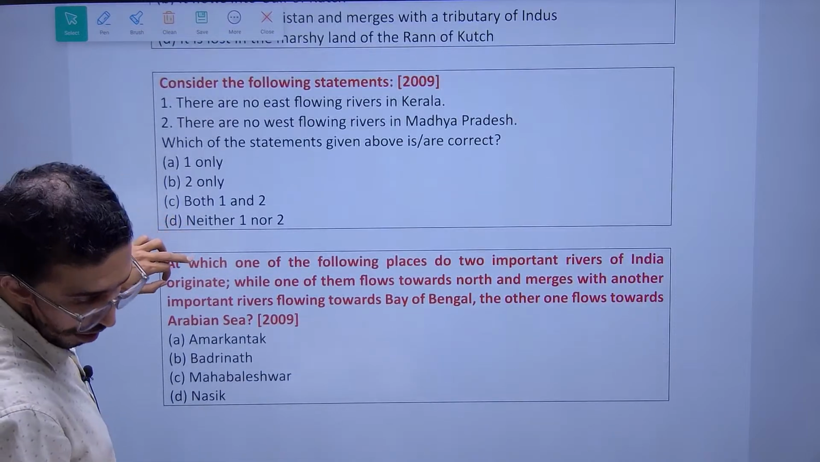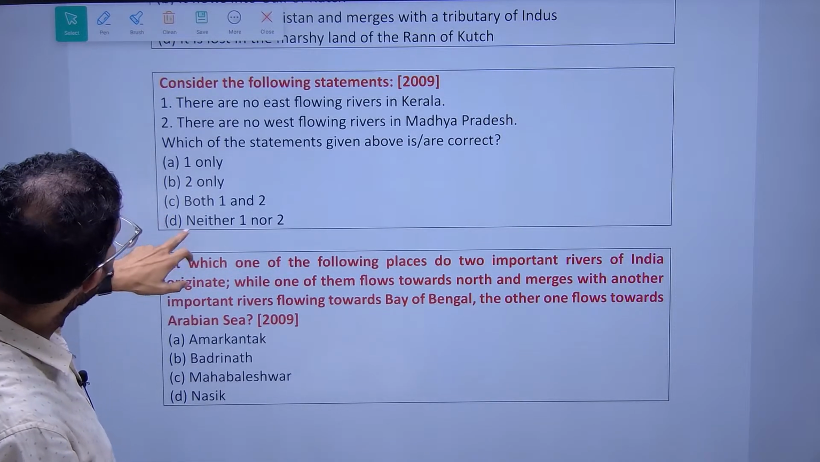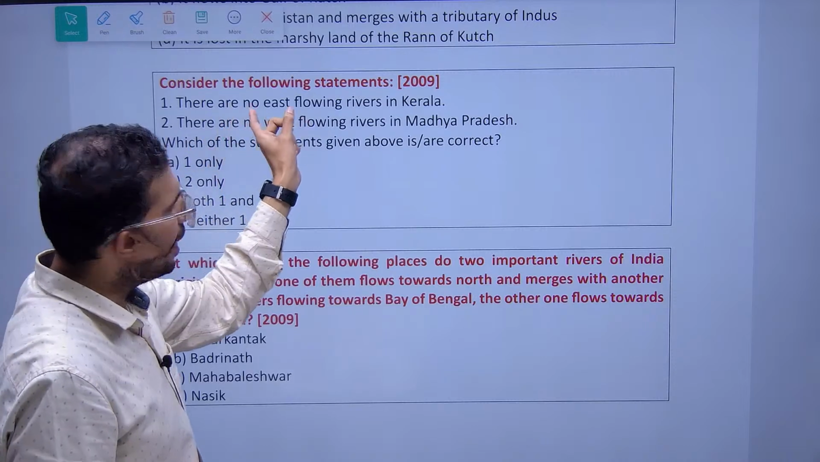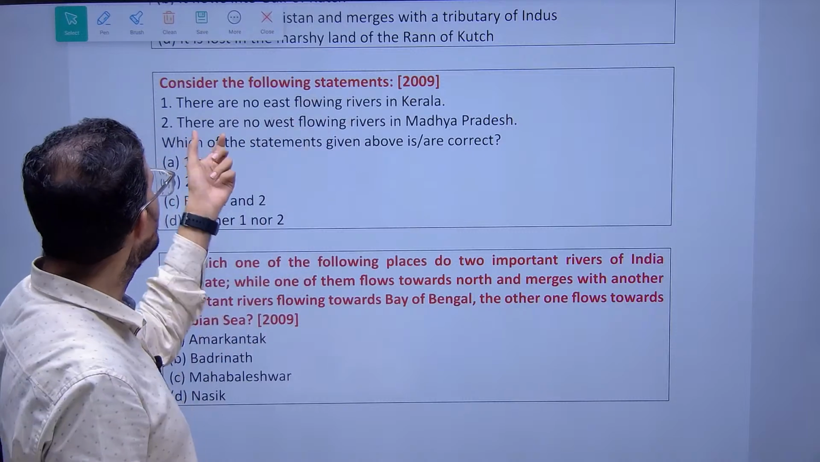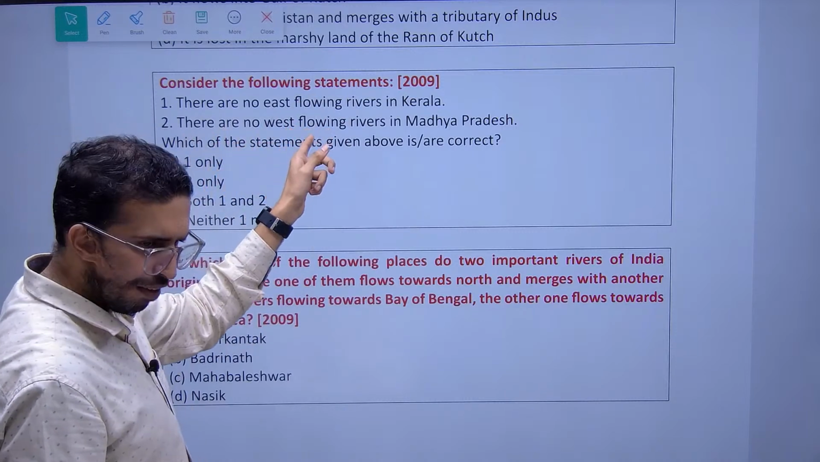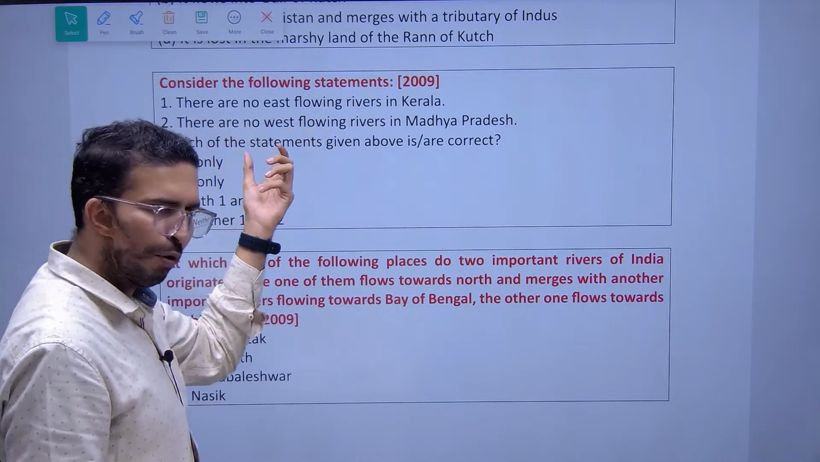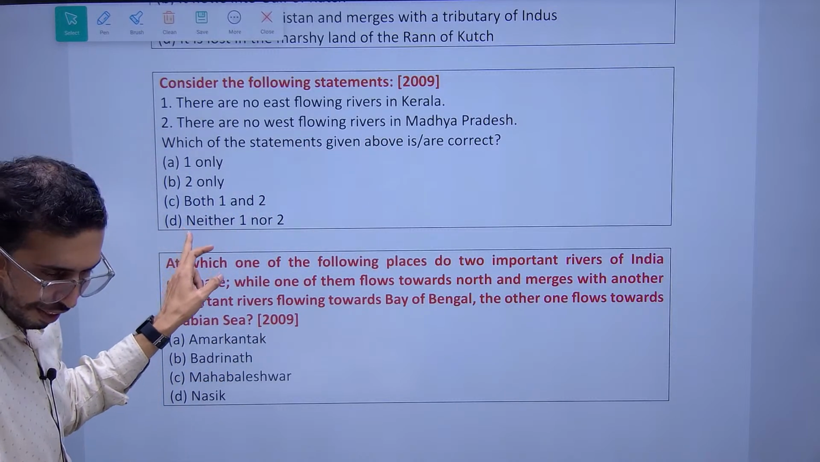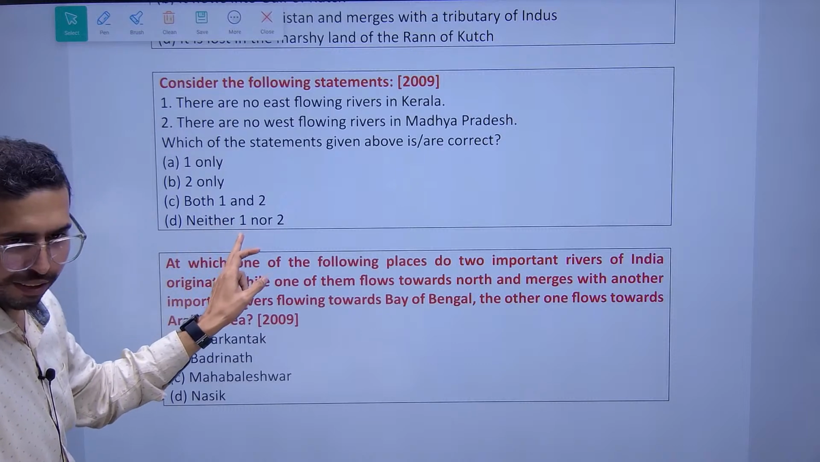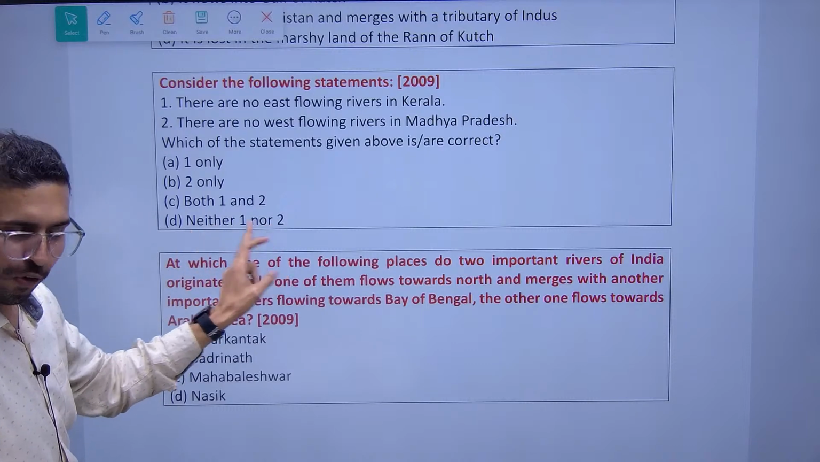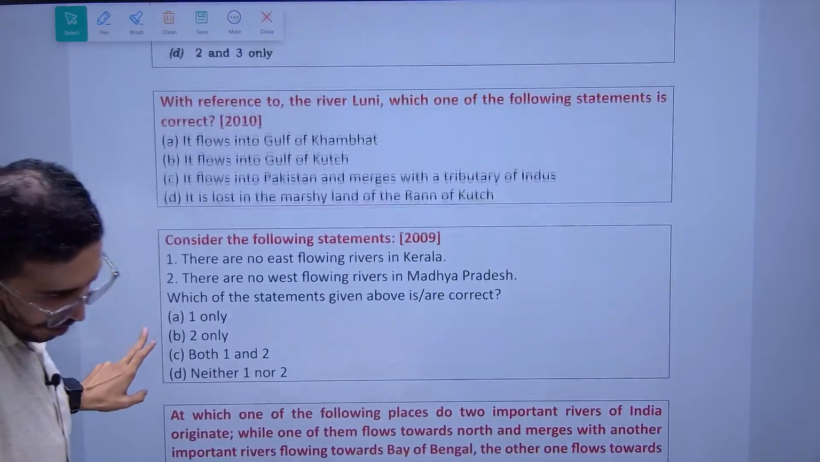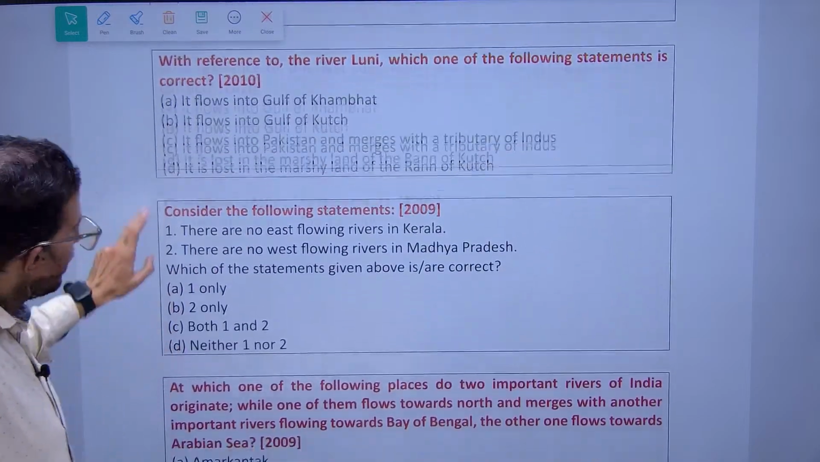Yes, Ritik, you are saying neither one nor two for this. Yes, there are no east flowing rivers, that is incorrect. East flowing rivers are there. There are no west flowing rivers, that is also wrong. The west flowing rivers Narmada and Tapi are there. So the correct answer will be D, neither one nor two. Yes, good one. Then the Luni river. Okay.